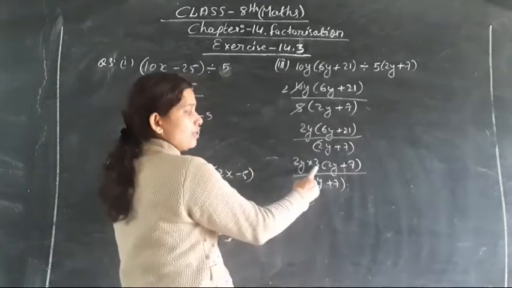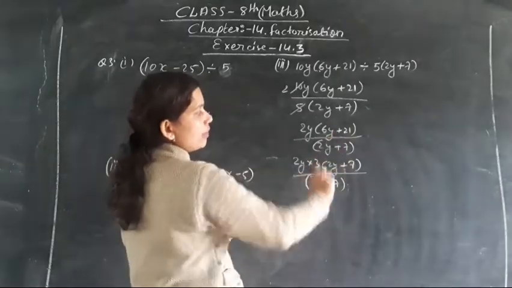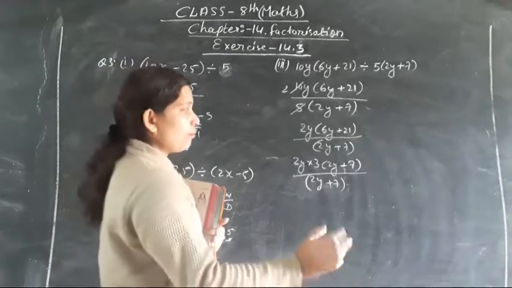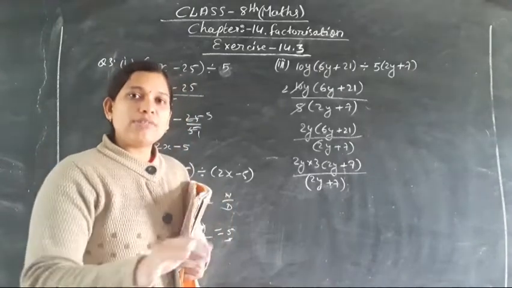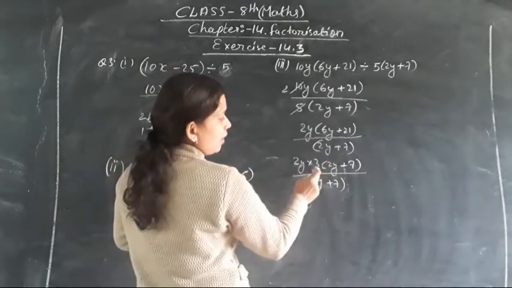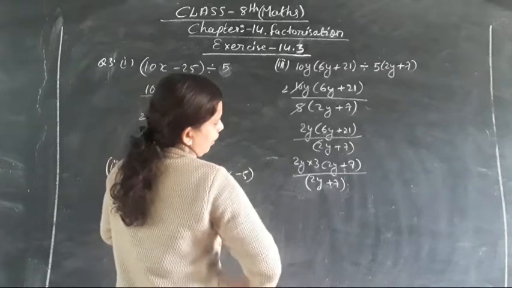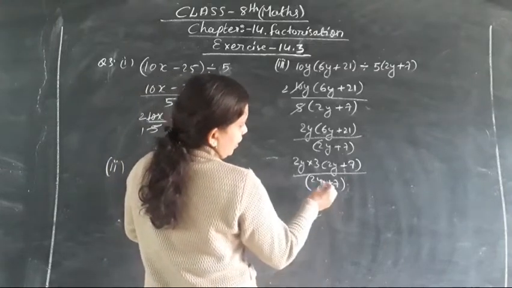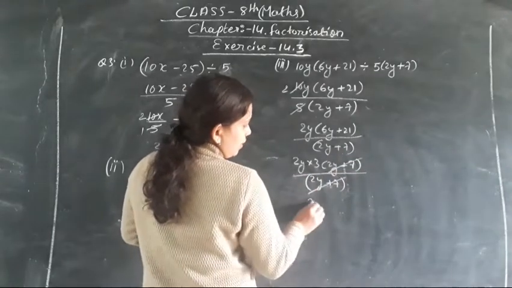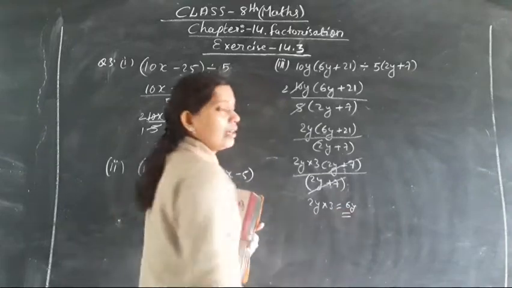Okay, because how many times does 6 come in the table of 3? 2 times. How many times does 21 come in the table of 3? 7 times. So whatever the times come in that table, that will remain inside the bracket. So 3 into 2 will be 6y, 3 into 7 will be 7y. So here you can see 2y plus 7, 2y plus 7 will get cancelled. 2y into 3 will be equal to 6y, which is the required answer.